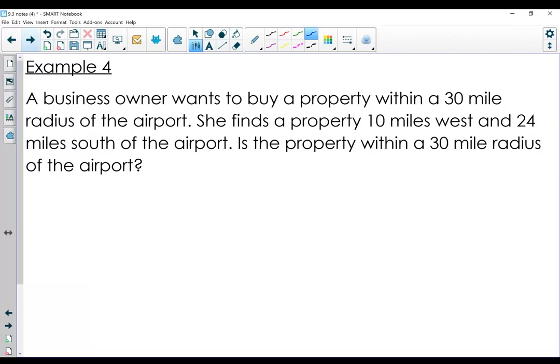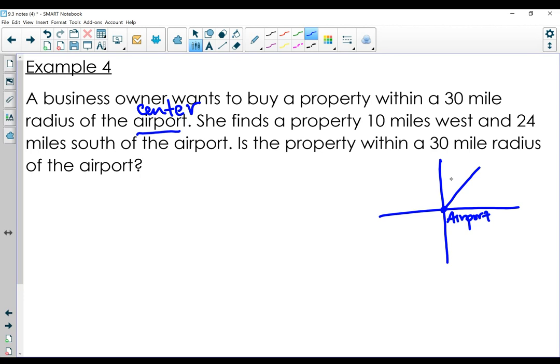For example 4, a business owner wants to buy a property within a 30-mile radius of the airport. She finds a property 10 miles west and 24 miles south of the airport. Is the property within a 30-mile radius of the airport? So I'm going to go ahead and draw a picture again. Here's my coordinate plane. If it's a 30-mile radius of the airport, then the airport is going to be the center of my circle. And I'm going to go ahead and orient that with the center at (0, 0). So this will be my airport.